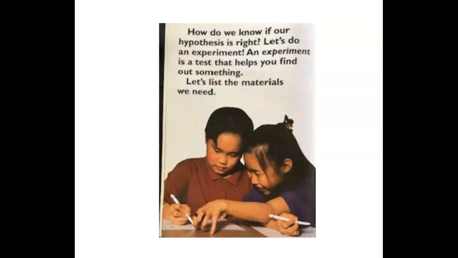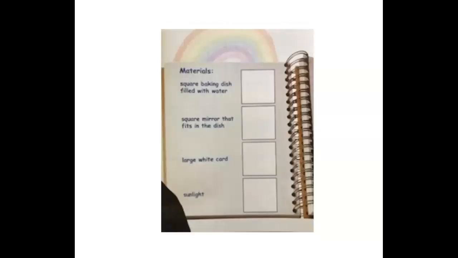How do we know if our hypothesis is right? Let's do an experiment. An experiment is a test that helps you find out something. Let's list the materials that we will need. We're going to need to find a square baking dish and fill it with water. So find some kind of dish that is not fragile, that you could put water into.